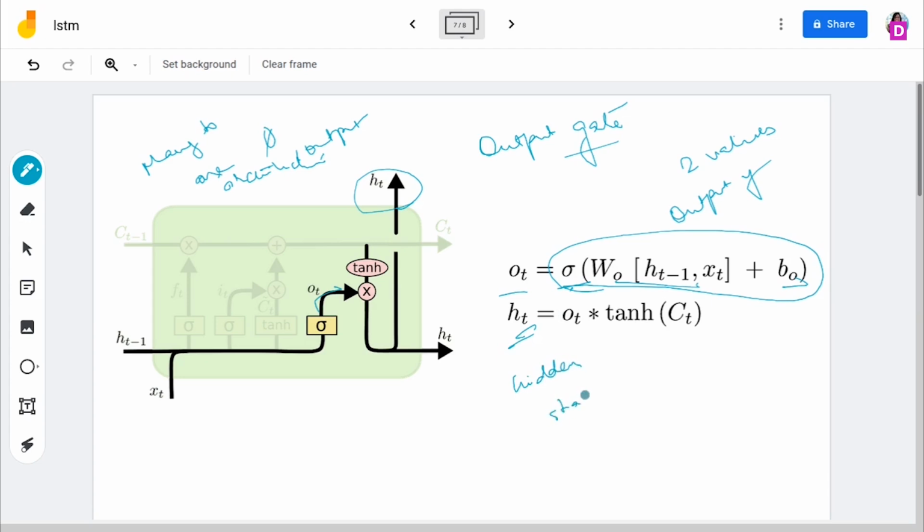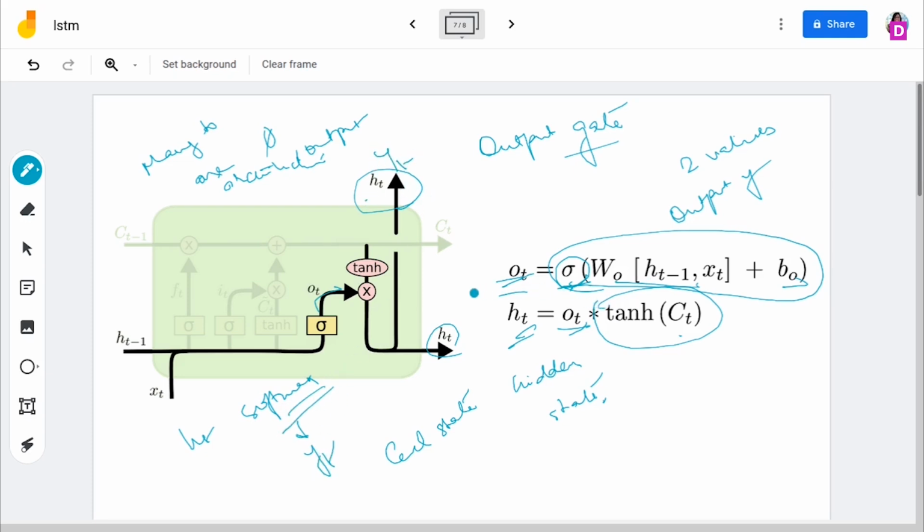So my hidden state for this particular cell is basically what? This output ot that you got from the sigmoid, multiplied with tanh of ct. Ct is basically a global cell state. So these two get multiplied and you get your ht. Now if ht is passed through a softmax layer, this gives you my yt. Here you will get your yt output if it is passed through a softmax layer.